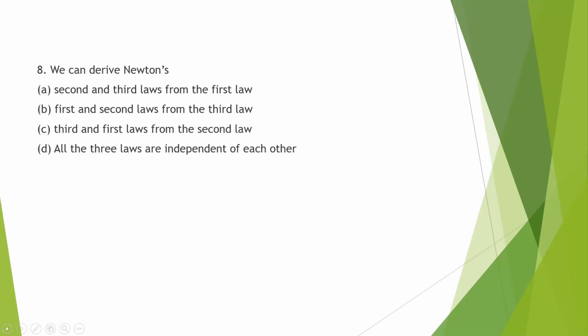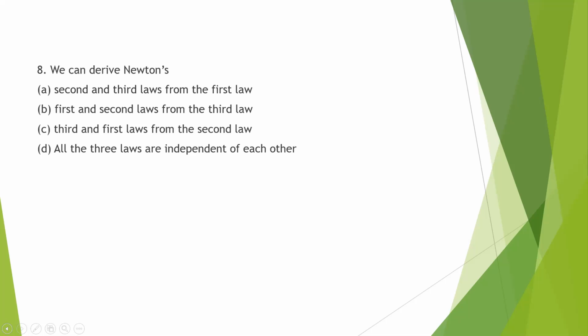Why? Because what does the first law state? The first law states that whenever any force is applied on a body, the body will change its position, either from rest to motion or motion to rest. Here, if there is no force, the body will not change its position. The second law states that whenever the body is moving, its change in momentum is directly proportional to the force applied. Third law is the action and reaction pair. So here all the three laws depend on each other.